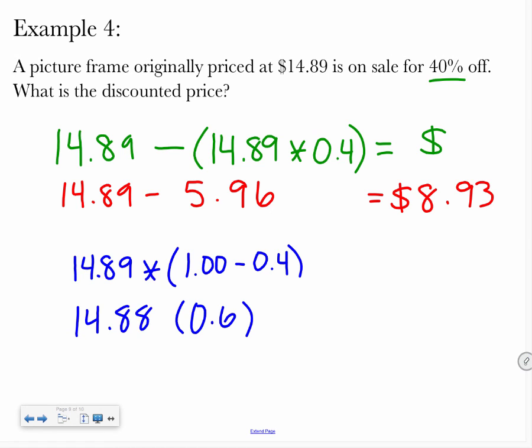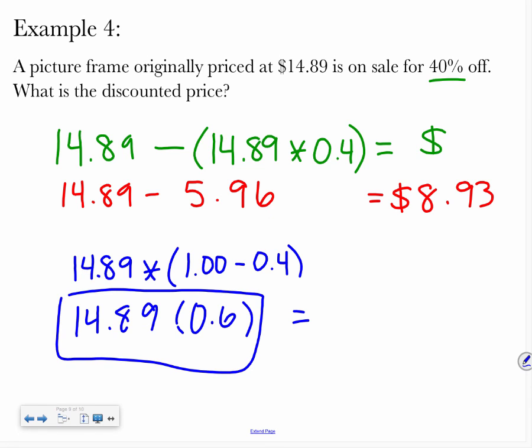So if, oops, that's a 9. If you do the original price times how much you are actually paying, you're done. So if I look at something and I see I get a 40% discount, that means I'm only paying 60% of the original price, and I can just jump to this step, and I can say $14.89 times 0.6, okay, $8.93. I'm done.